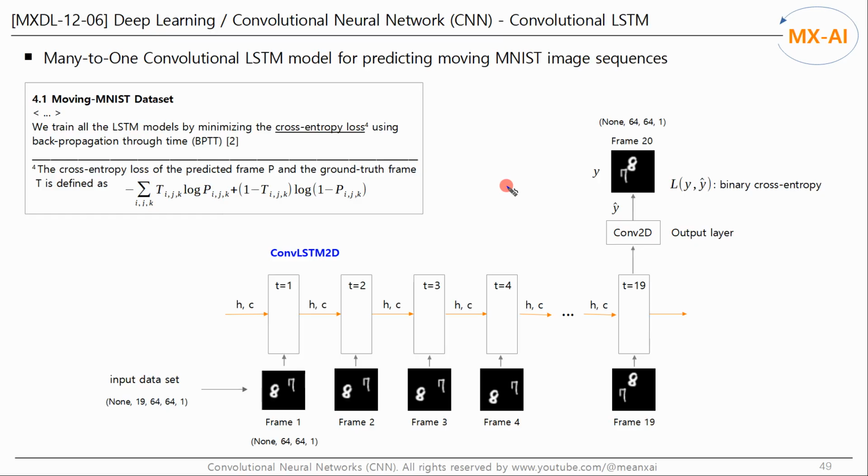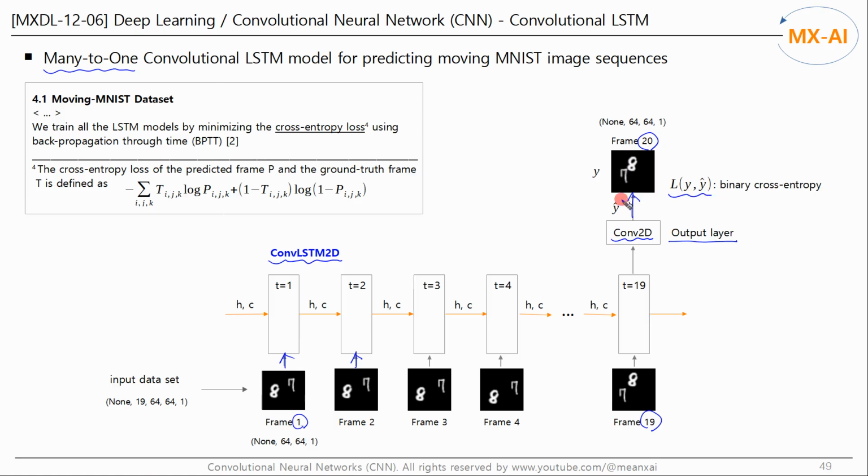Now let's build a convolutional LSTM model. First, let's create a many-to-one model. As we saw in the LSTM tutorial, a sequence of images from 1 to 19 is input to the model, and the 20th image is output. The recurrent layer consists of a 2D convolutional LSTM model, and the output layer consists of a 2D convolutional layer.